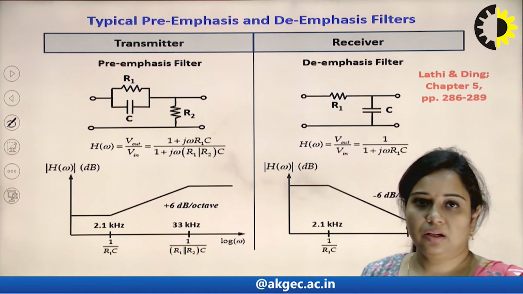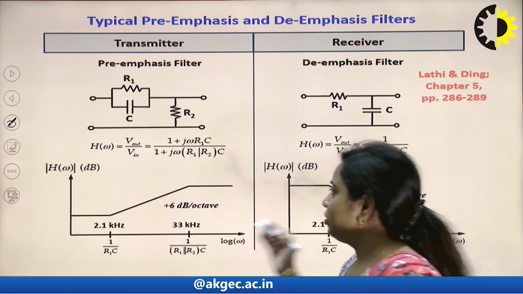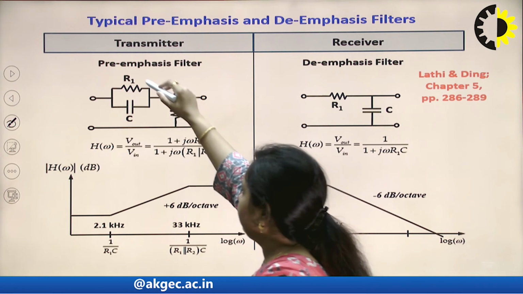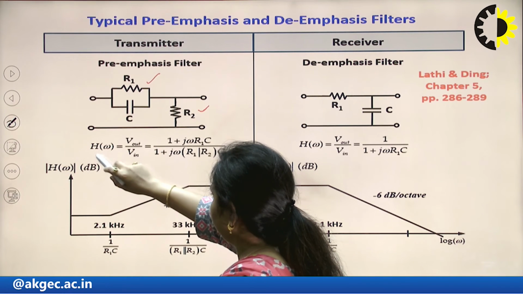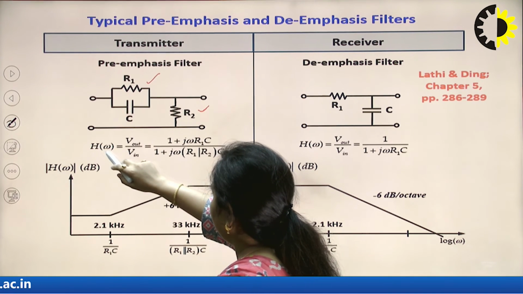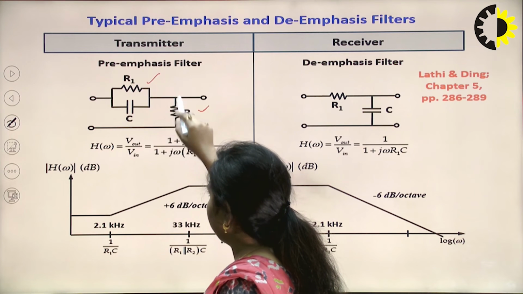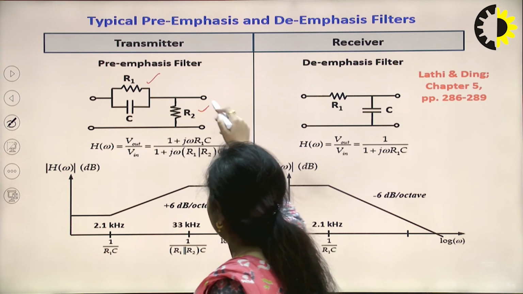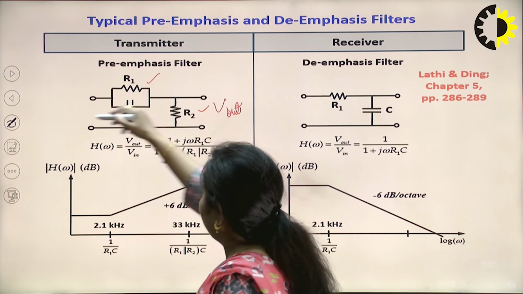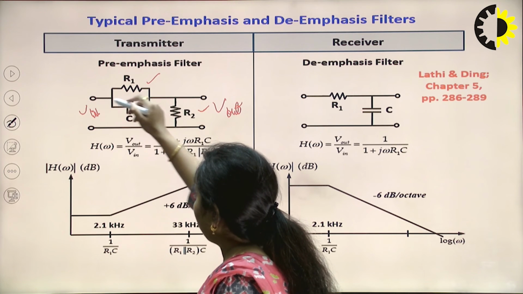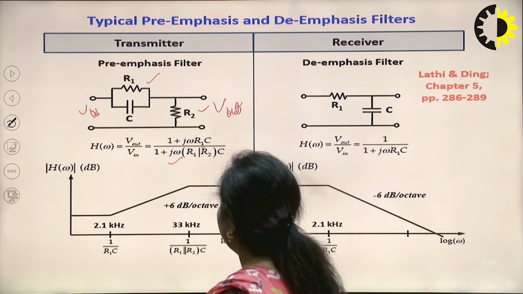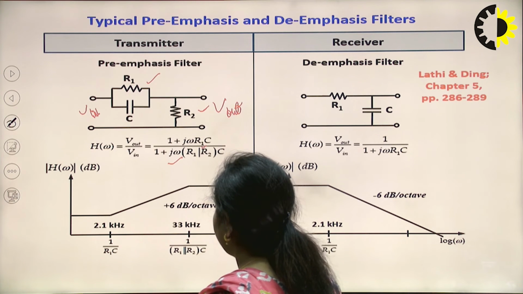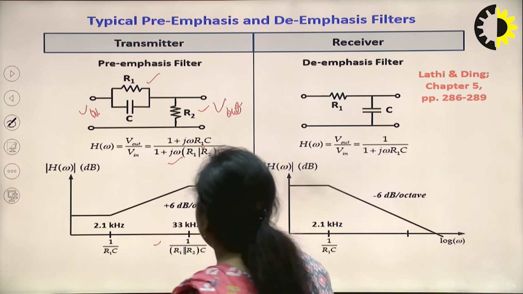So the typical filters, this shows the comparison. These are resistance and capacitance, and this is the resistance which is connected in series. H(omega), that is the transfer function of this particular filter, is Vout upon Vin, that is the output voltage upon input voltage, which is (1 plus j omega R1 C) divided by (1 plus j omega (R1 parallel R2) C). So this is the graph of this particular type of filter.